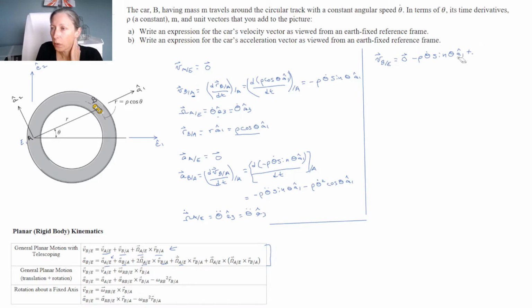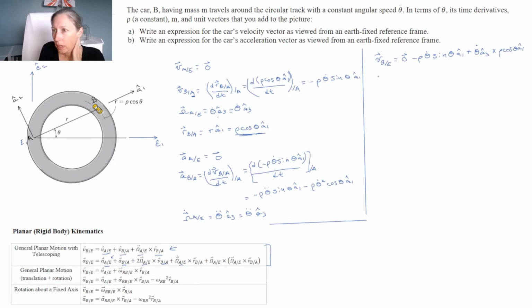And then we've got omega. So omega of A with respect to E is going to be theta dot E3 or theta dot A3, and I'm thinking ahead just a little bit. I'm going to have my R in terms of the A reference frame, and I'm going to need to take the cross product, and it's going to be more convenient if I get all of my unit vectors in the A reference frame. So I'm going to write this as theta dot A3 cross the position of B with respect to A, which is here, cross rho cosine theta A1, right?